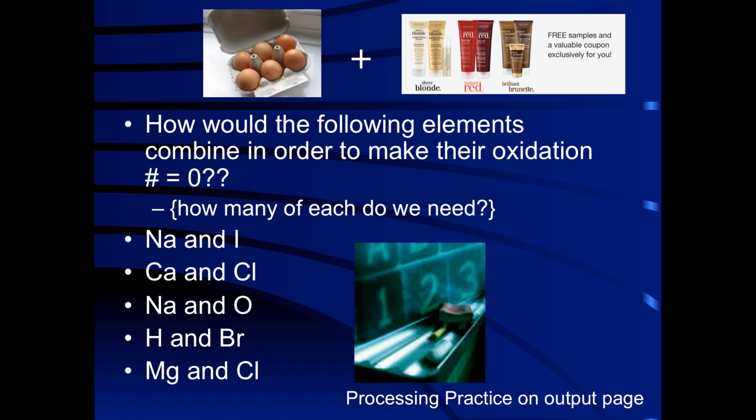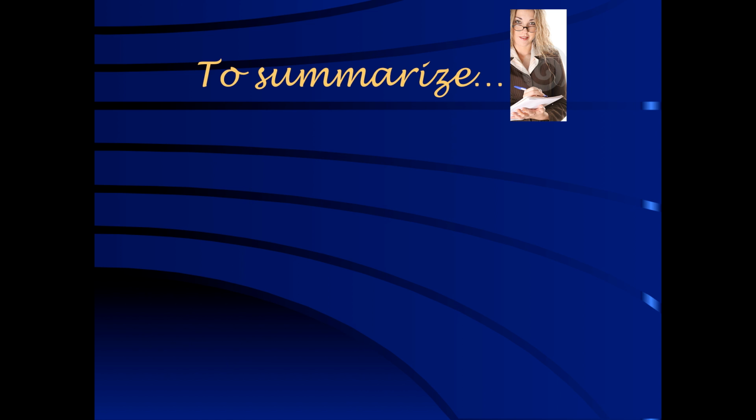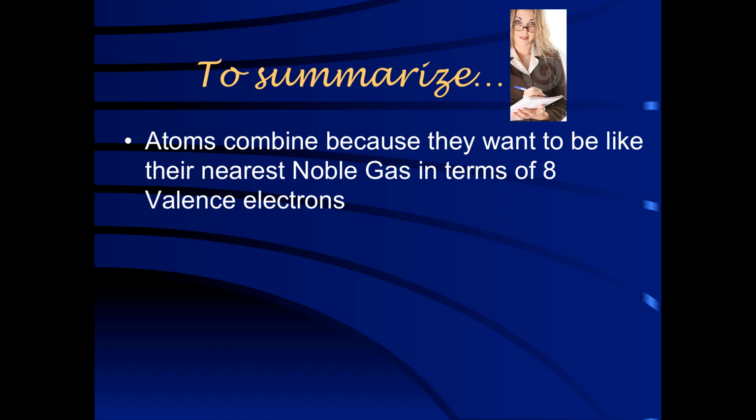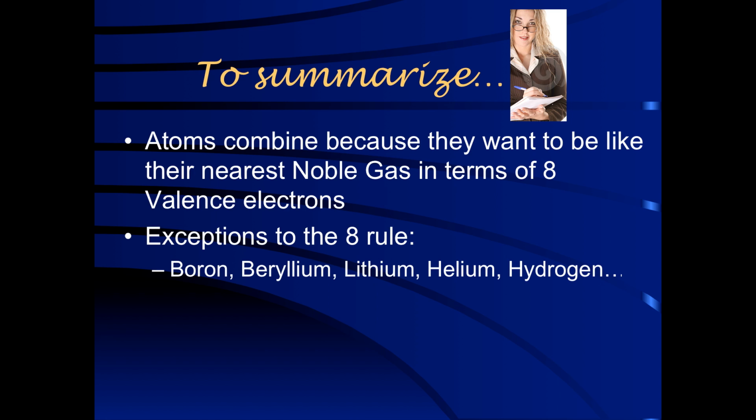That's the idea. I'll do a few more examples like that at the end when I review our note sheet. So if that was a little fast, go ahead and keep watching and you can review at the end. So here's our summary. Atoms combine with other atoms because they want to be like their nearest noble gas, going backwards and forwards on the periodic table in terms of 8 valence electrons. There are a few exceptions to this: boron, beryllium, lithium, helium, hydrogen.